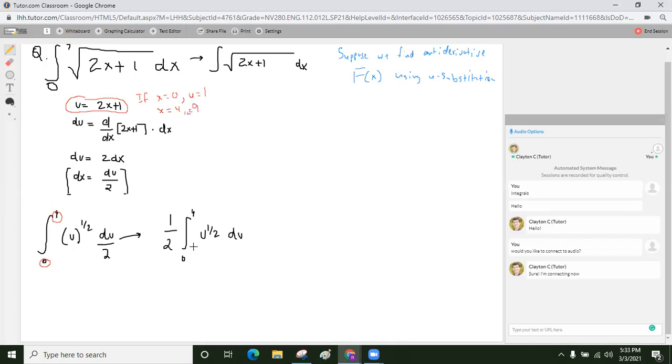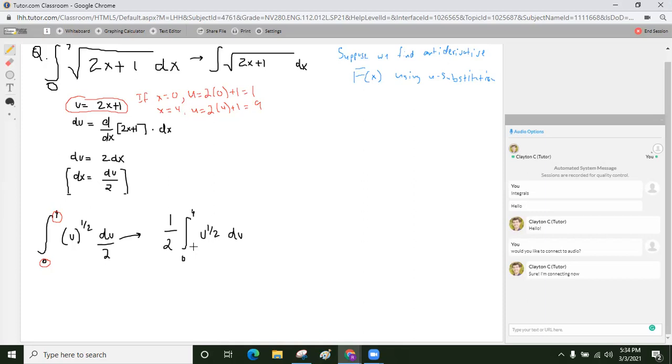Are you solving for u here? Yeah, let me write it out so it flows a bit better. So the integral of this function from x equals 0 to x equals 4 is going to be the same thing as the integral from u equals 1 to u equals 9.